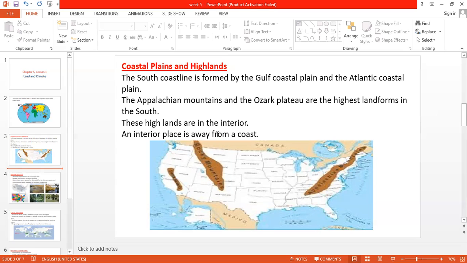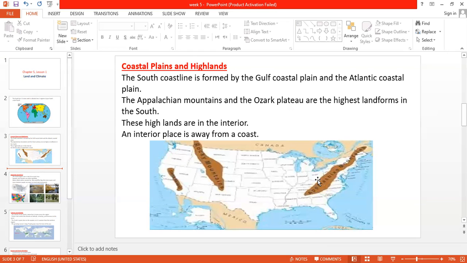Yes, the South has two highlands. It has the Appalachian Mountains. Look, the Appalachian Mountains already start from the south. It starts from the south and it's complete to the east, right? So the Appalachian Mountains and what else? Ozark Plateau. So what are the highlands in the south? We have two highlands in the south, the Appalachian Mountains and Ozark Plateau.